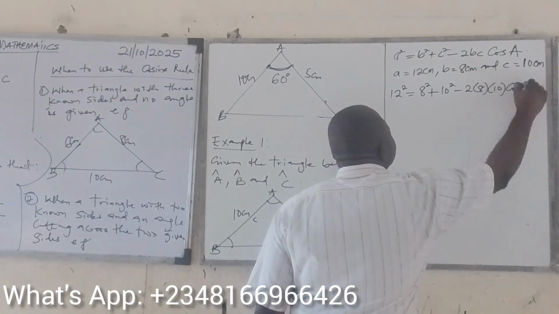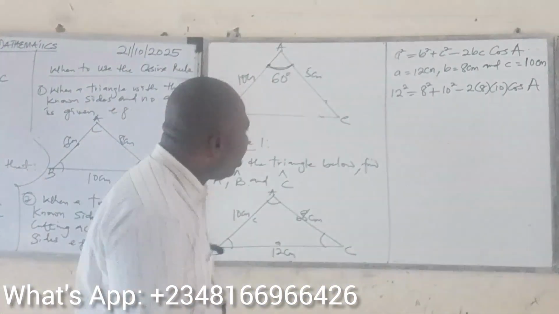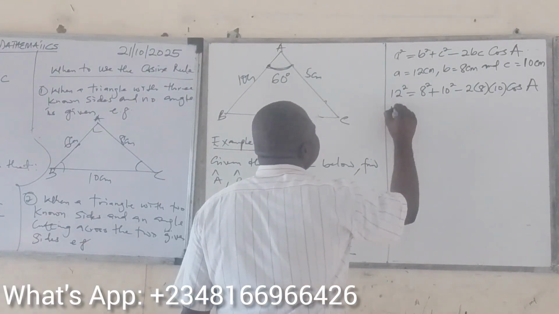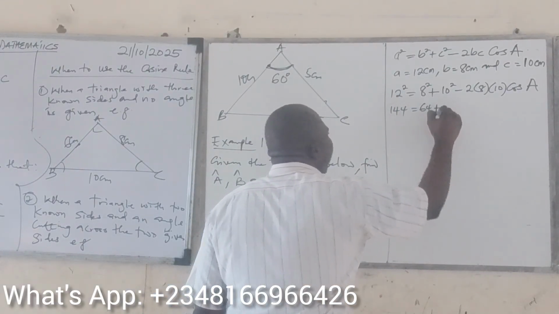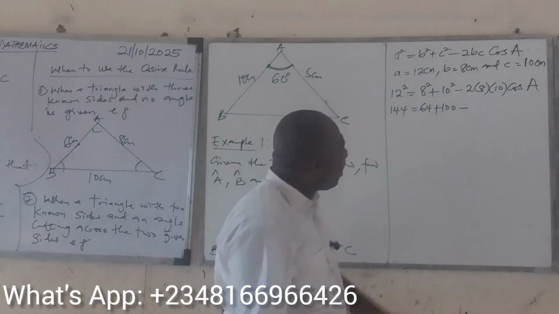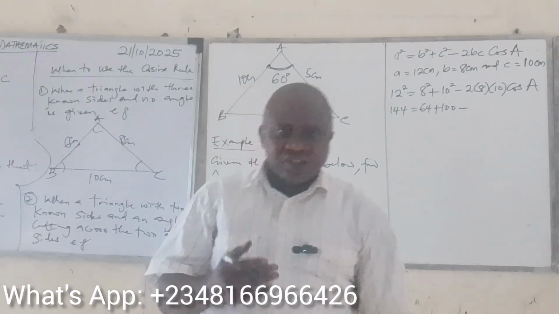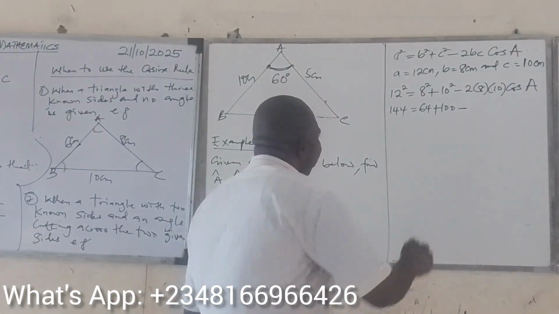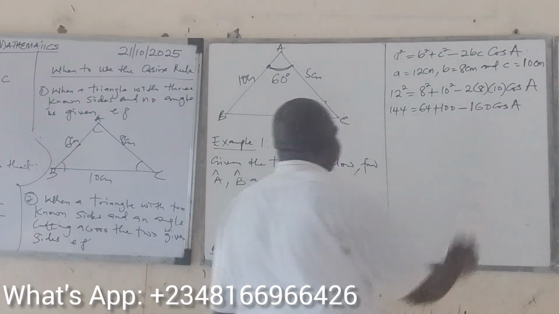Then we have cos big A. So the value of our 12 square is 144. Our 8 square is 64, plus 10 square is 100, minus 2 times 8 times 10, and 2 times 8 is 16. 16 times 10 is 160. So here we have 160, then we have cos big A.